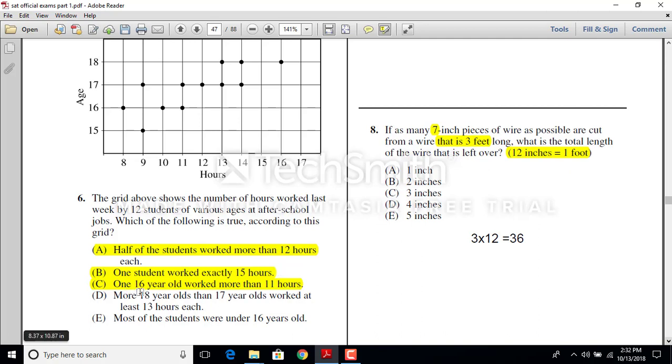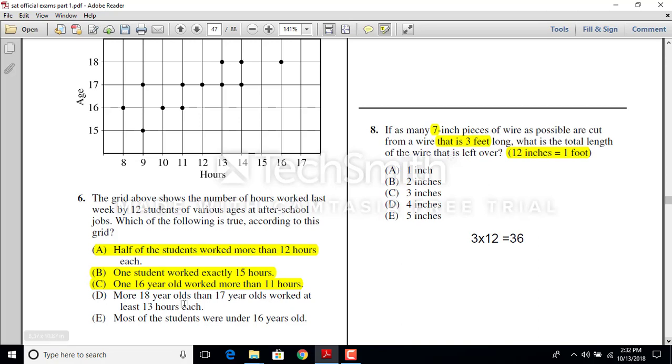C. One 16-year-old worked more than 11 hours. Again, what is meant by more than 11? Starting from 12 hours. Do we have a 16-year-old who worked 12 hours? Now, the age of the student who worked 12 hours is 17. So is it right? No, so it's also cancelled. Let's go to number D.